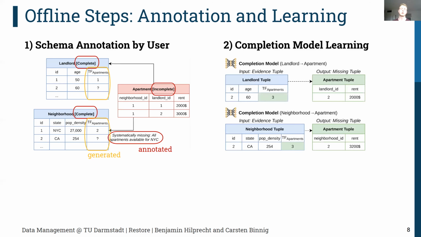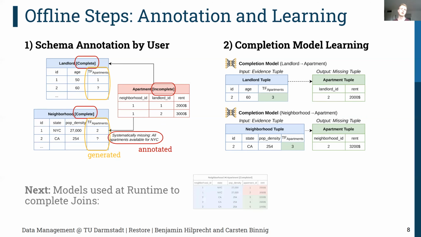And then next, we automatically learn the respective completion models. And the completion model always takes as input an evidence tuple and outputs a missing tuple. So in this example, an evidence tuple might be one of the neighborhood tuples, and an output would be an apartments tuple for the respective neighborhood in this example. And of course, the machine learning models, they really exploit the correlations, as I said. So if we expect to see low rents for low population densities, the models will take this into account.